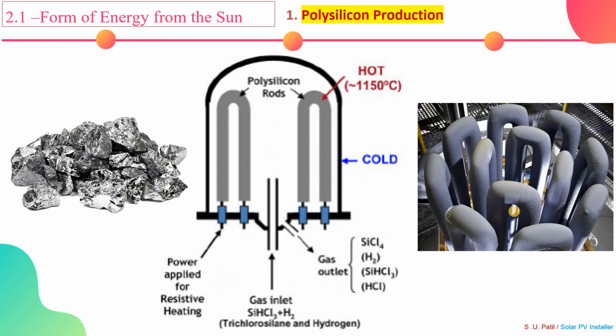Now let's discuss step 1, polysilicon production. First of all, the question comes to mind: what is polysilicon? Polycrystalline silicon, commonly shortened to polysilicon, is a purified form of silicon that includes p-type and n-type components. It is made up of multiple small silicon crystals which have been extracted from a rock type called quartz, and is known for its high crystalline nature.